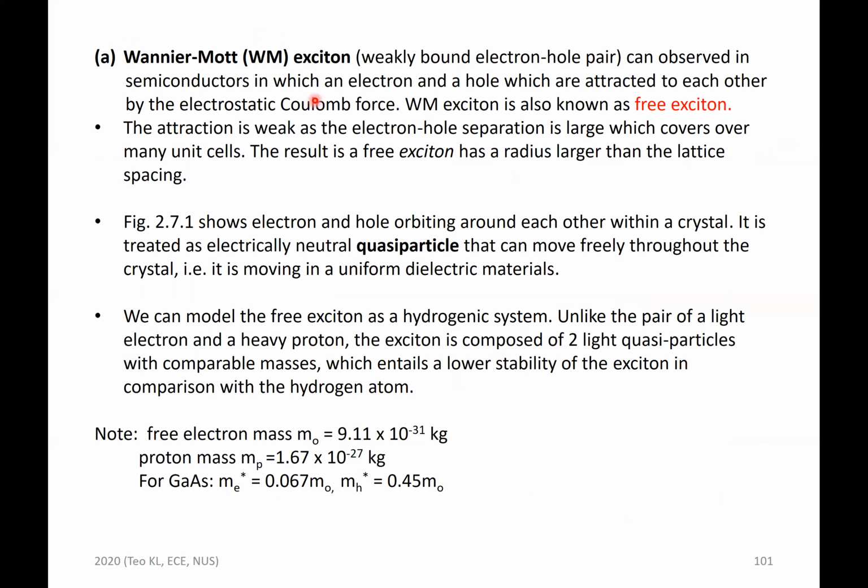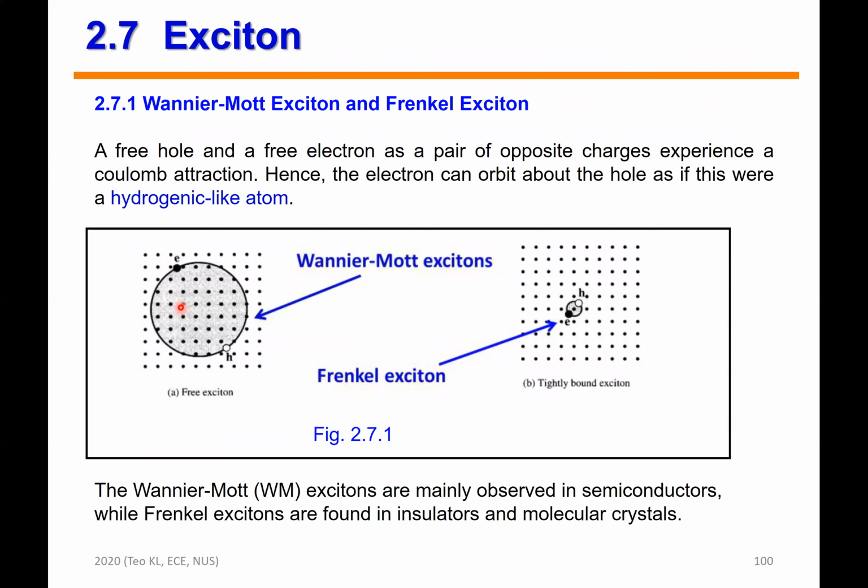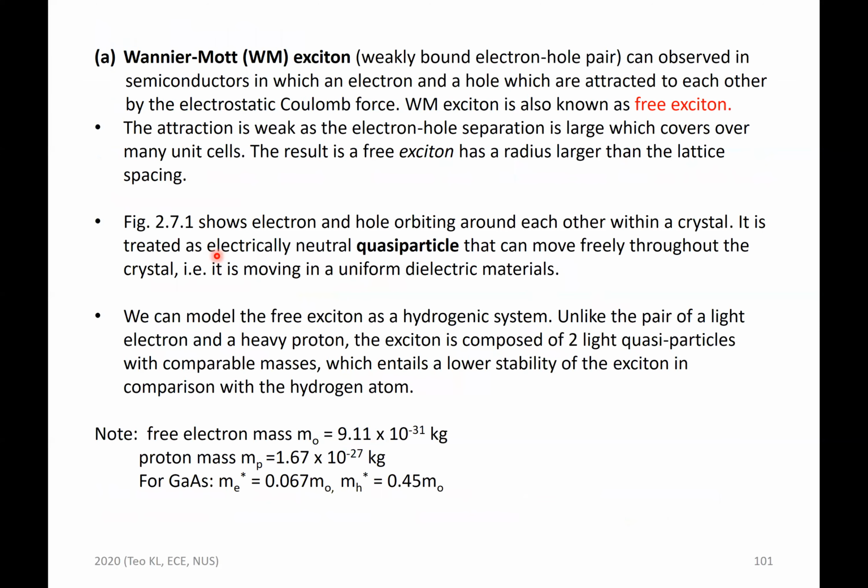Okay, so Wannier-Mott excitons are basically weakly bound electron and hole attracted to each other by Coulomb attraction. Sometimes we call this the free exciton. The attraction is weak because the separation between electron and hole is large. They cover many lattice spacings. In this figure, we see that the electron and hole are bound together so they can move as a single quasi-particle. They can move freely throughout the crystal in the uniform dielectric material, which in this case is the semiconductor. Again, we can model the free exciton as a hydrogenic system.